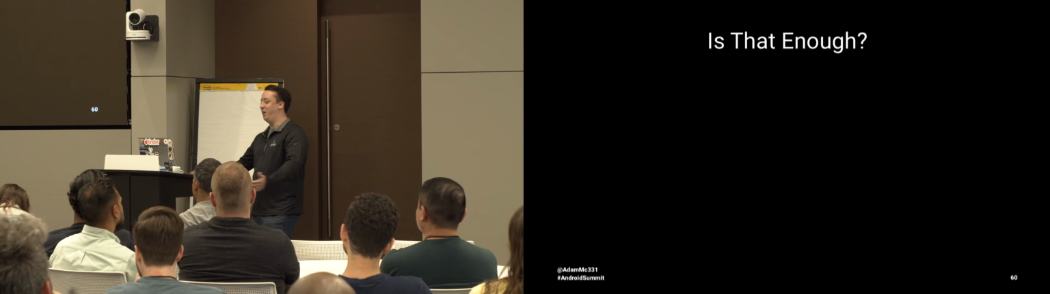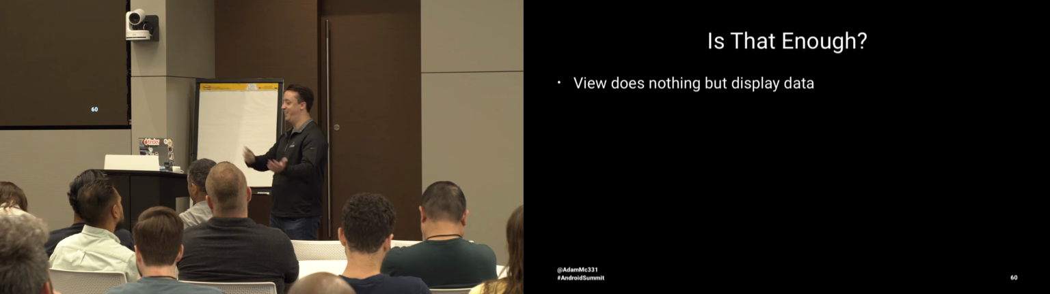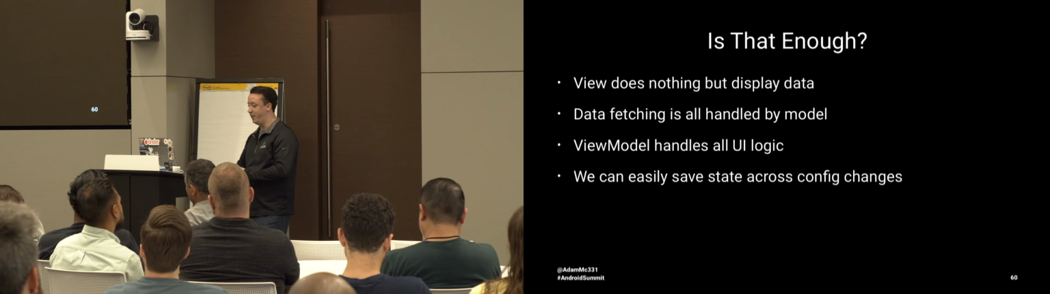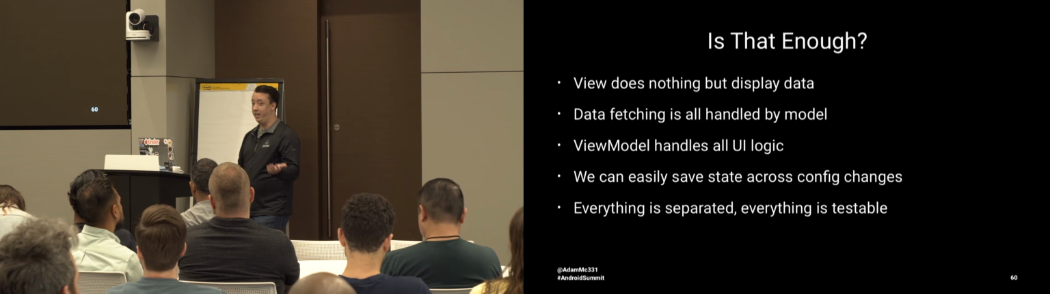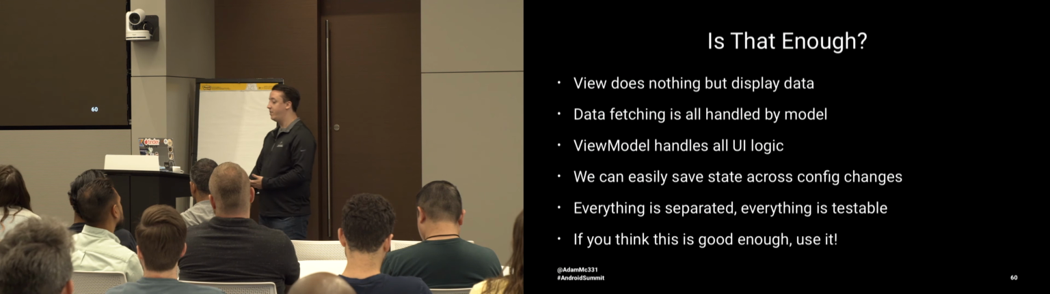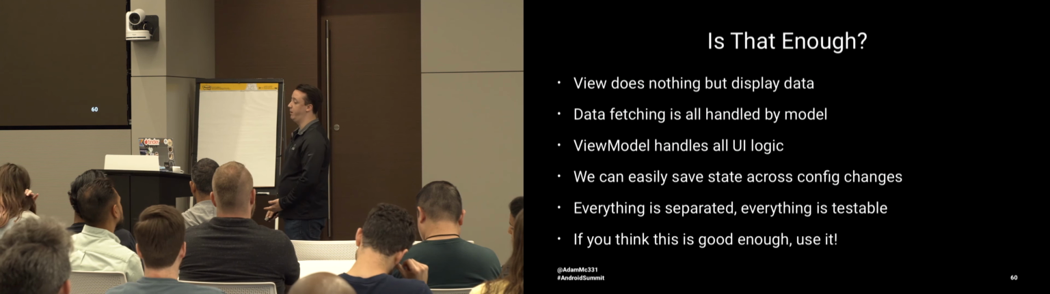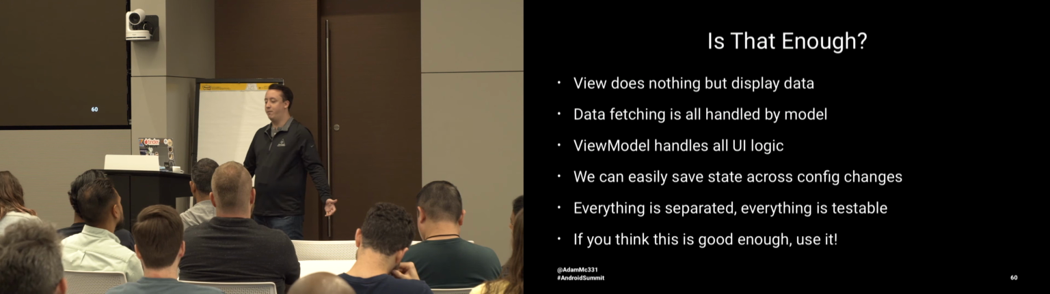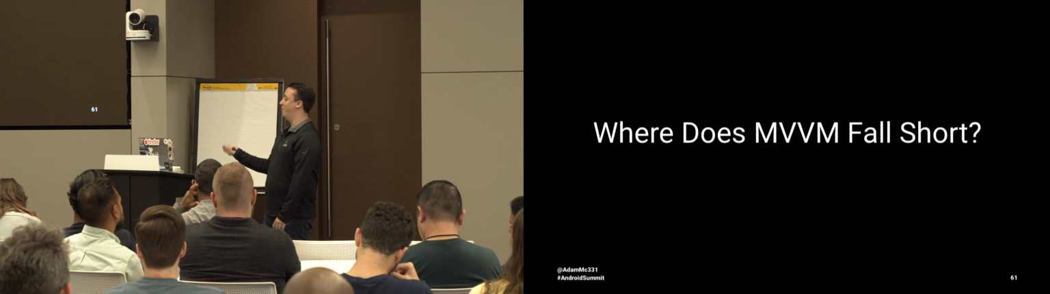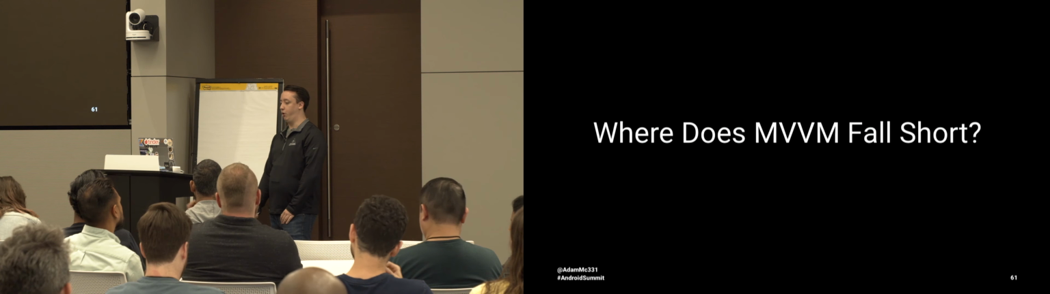Is that enough? I mean, our view does nothing but display data. Data fetching is all handled by the model. This goes into all the things we talked about earlier. We can now easily save and restore state. If this is good enough for you, use it. And this is ultimately what I use the most often. But again, we're not done. We have more acronyms out there. So where does MVVM fall short?